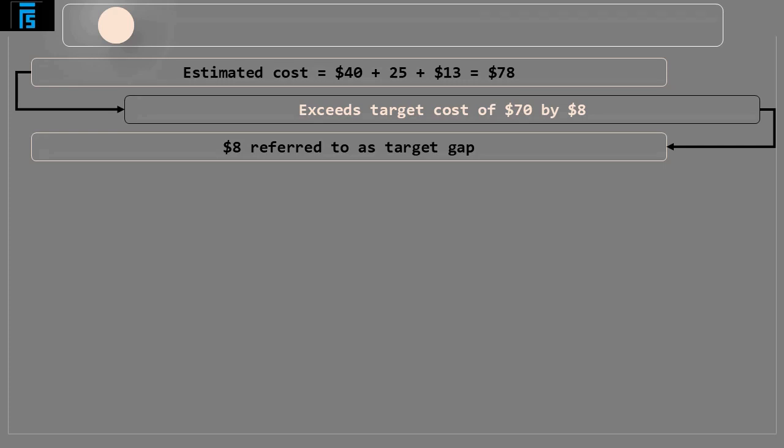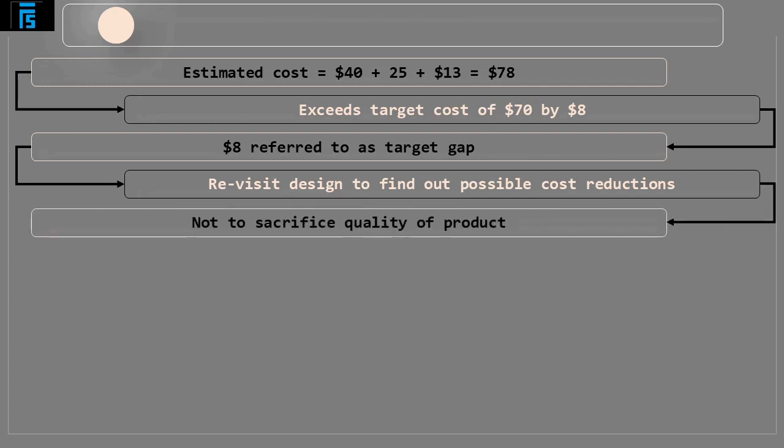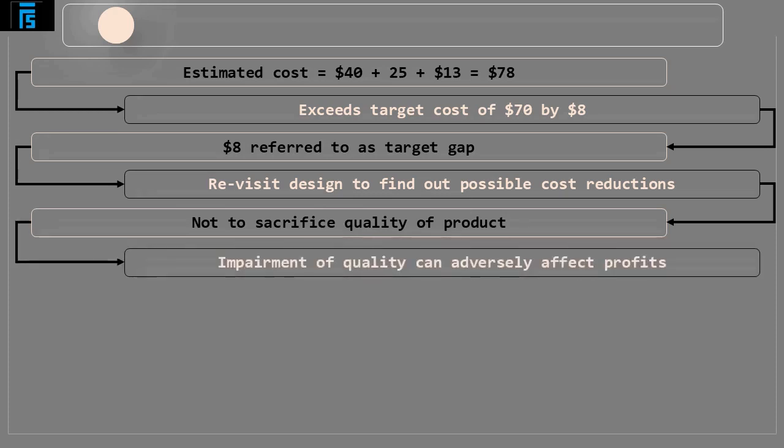Company A must focus on reducing or eliminating the cost gap. In other words, the anticipated material, labour and overhead costs incurred during the design and production of product P must be revisited to see if any cost reductions can be made. It's important that in its effort to reduce costs, Company A does not sacrifice the quality of the product. Any impairment of quality could have a knock-on impact on customer demand and ultimately company profit.